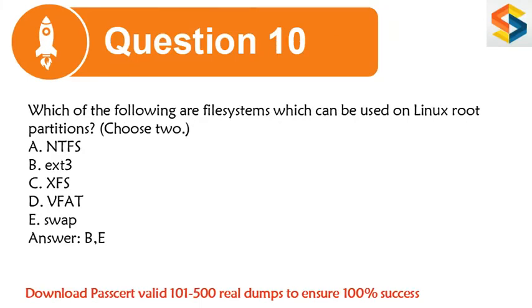Question 10. Which of the following are file systems which can be used on Linux root partitions? Choose 2. A. NTFS. B. ext3. C. XFS. D. VFAT. E. swap. Answer: B, E.